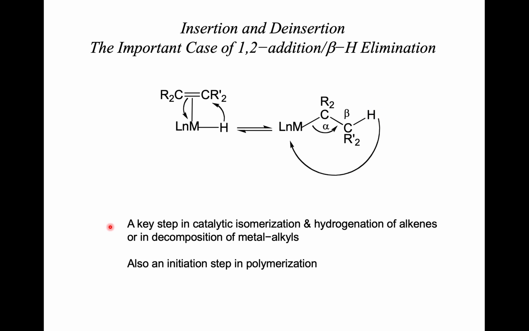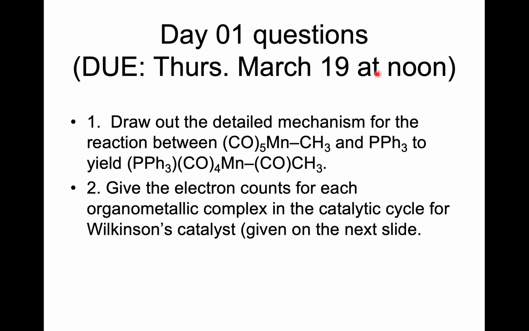and the hydride that we started with is now out here far away from the metal. This is a key step in catalytic isomerization and hydrogenation of alkenes, also important for the decomposition of metal alkyls. And this is the first step in starting a polymerization. So if we wanted to make polyethylene, this would be the first insertion. And then starting with this complex, we can actually add more alkene in and do subsequent insertions.